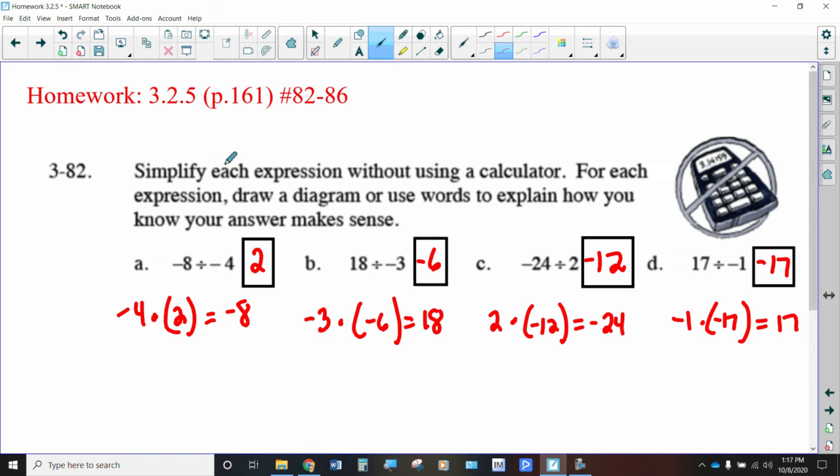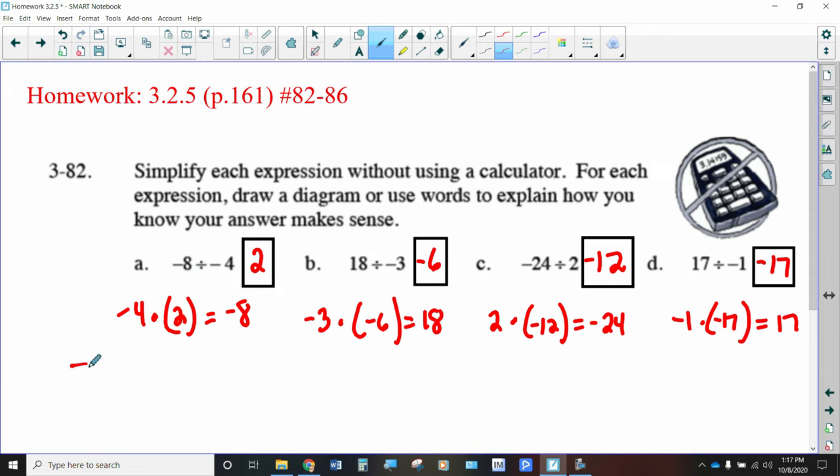So describe or simplify each expression without using a calculator. For each expression, draw a diagram or use words to explain how you know your answer makes sense. Not crazy about drawing the diagrams here, but really, here's the question I always like to ask. When you're doing division, how many of these can you fit into here? In other words, what would you multiply times -4 to give you -8 for an answer? So it turns out you can fit 2 of these -4s into -8.